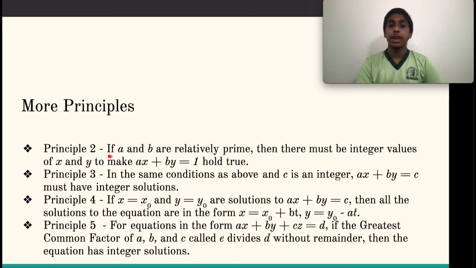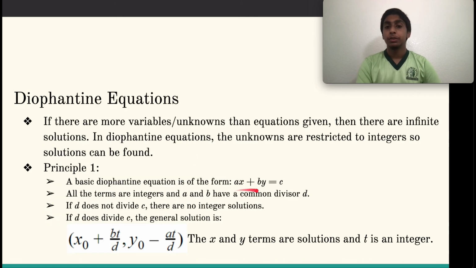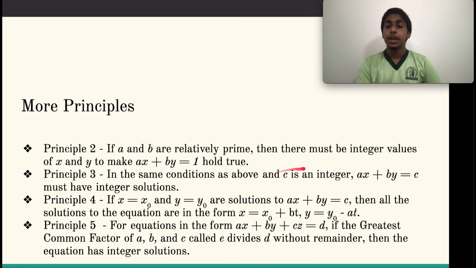Now, principle 2 says that if a and b are relatively prime, the only common divisor is 1. Then there must be integer values of x and y to make ax plus by is equal to 1 true. So basically what they're saying is that if a and b only have a common divisor of 1, then there must be integer values to make this equation ax plus by equal 1 true. In other words, c is going to be your 1 over here. Now, principle 3 says in the same conditions as above, if c is an integer, then ax plus by is equal to c must have integer solutions. So even if they're relatively prime and only have a common divisor of 1, and c is also an integer, then it must have integer solutions.